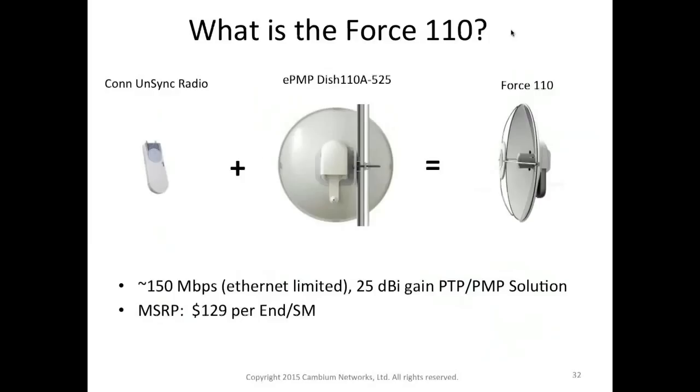This has been a topic that has come up, so a little bit of clarification on the Force 110 versus the Force 110 PTP. This slide shows that Force 110 is the marriage of our connectorized unsync radio with a 25 dBi dish, which is the 110, creating this high gain subscriber module that is the Force 110. Key things to note, this is a 10/100, no gigabit, and essentially it utilizes the unsync radio. MSRP is $129 per end.